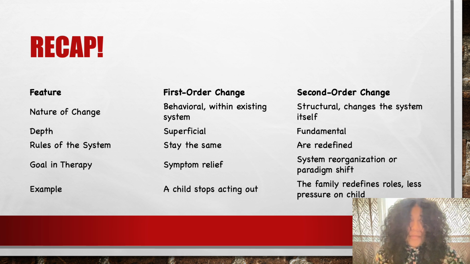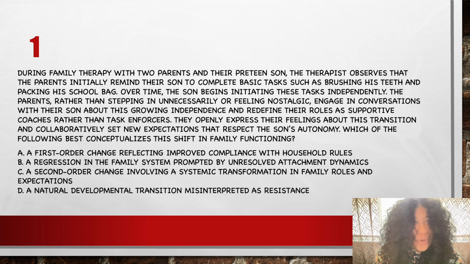Second order change, structural changes. It changes the entire system itself. It's fundamental, meaning the entire system. The rules of the system are what? Redefined. The goal is system reorganization, or the paradigm shift changes everything. Example, the family redefines roles, less pressure on the child. The child now has autonomy, because you know why? The child is probably listening, which means that the parents change from that controlling parent to one that is collaborating with that child.